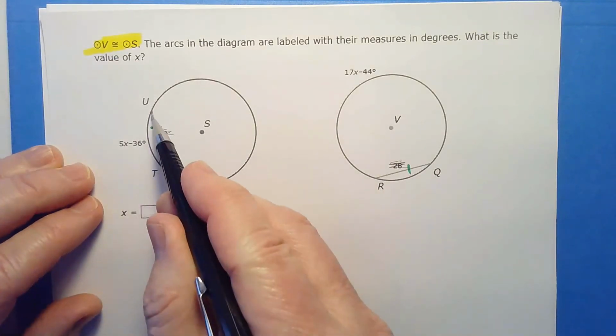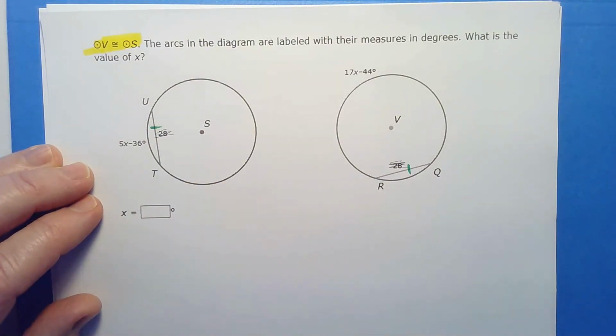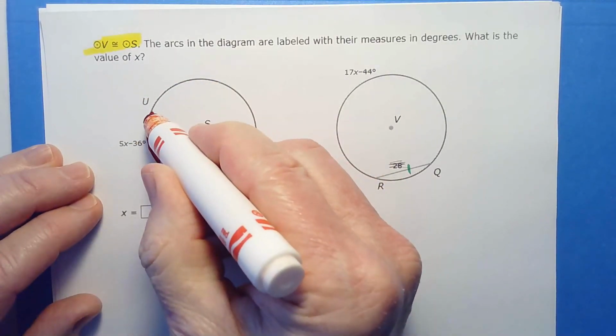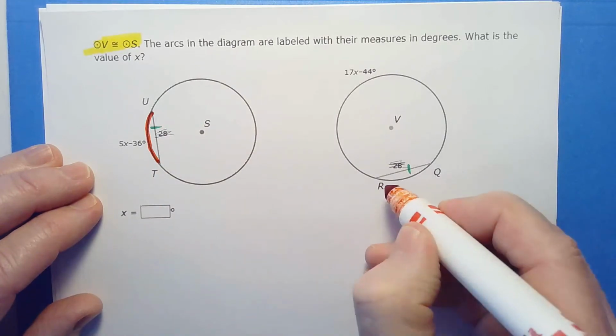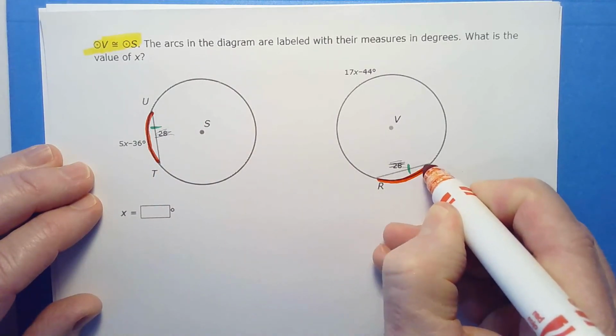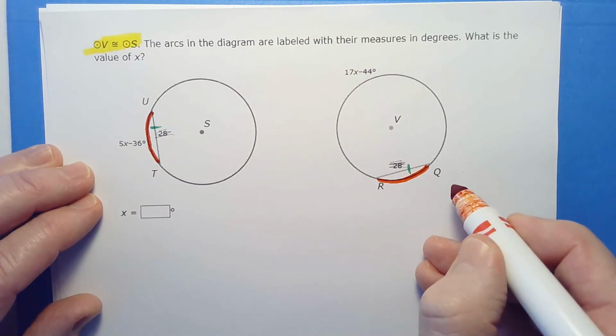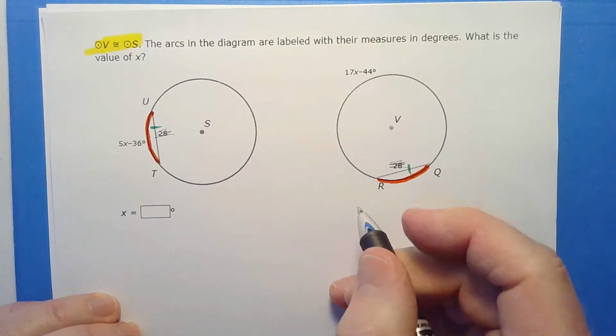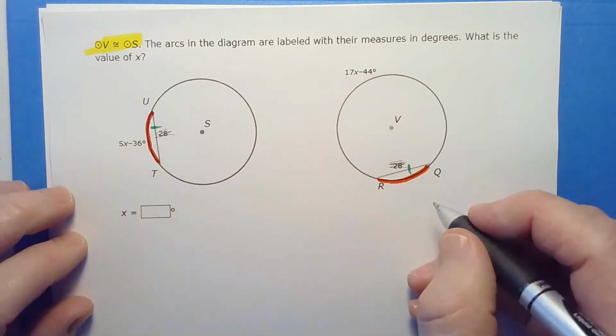Okay, now I've got this minor arc here, which is UT. That minor arc is going to be congruent to this minor arc, RQ. All right, I'm going to write that down. Okay, RQ is 5x minus 36 degrees.